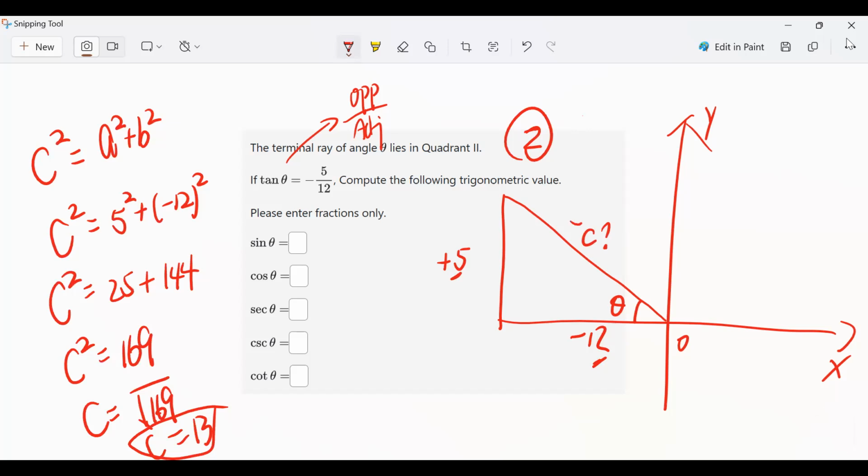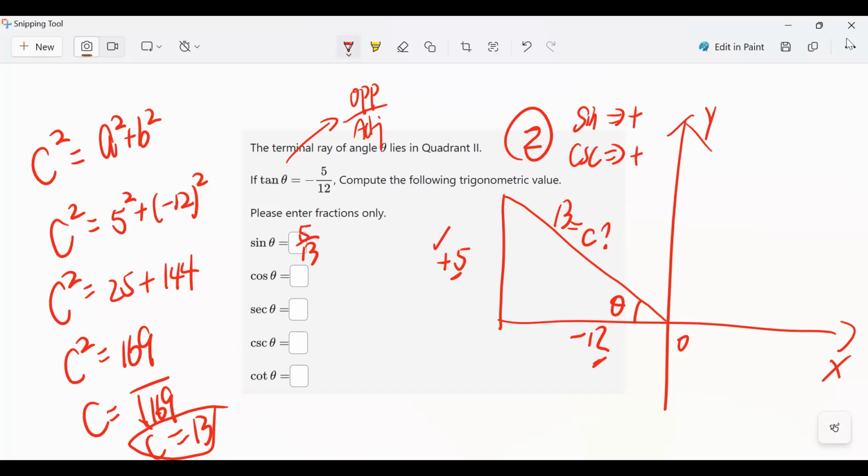So this is 13. Now, once we nail down the C value, then we can start properly arranging the sine, and the rest of them will be straightforward. Sine will be the opposite over hypotenuse, over 13. Second quadrant, sine is positive, and then cosecant is positive. So we see sine is positive, matches.